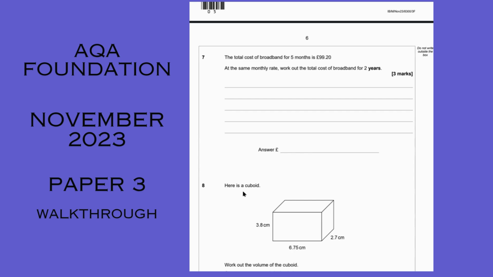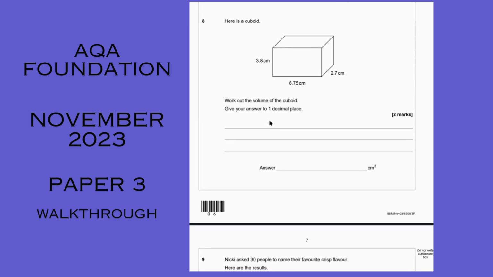Number 7, first taste of some real calculator work. So by doing a divide, you work out the cost for 1 month and you get a mark for £19.84. That needs multiplying by 24, and that conversion gets you your second mark. 2 years are 24 months, and you should get the final answer, £476.16. That's better.